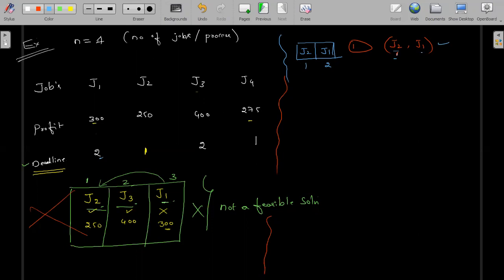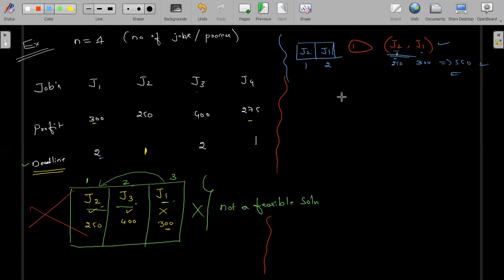Again, tell me, what is the profit we are getting? J2, we are getting 250. Again, J1, how much? 300. So total how much? 550. Correct? So this is the profit we are getting in this sequence. This is what exactly I wanted to tell you. Like that, so many possibilities are there. This is the first one.